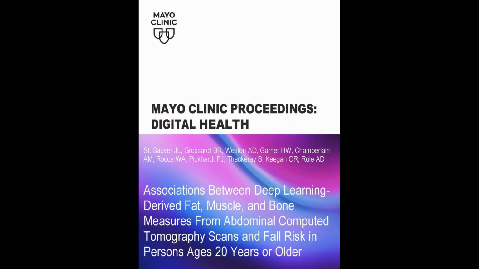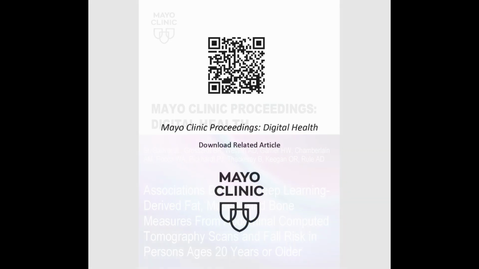Jennifer St. Sauver. I'm a professor of epidemiology at Mayo Clinic in the Division of Epidemiology, and I'd like to tell you a little bit about our paper that's in Mayo Clinic Proceedings Digital Health. It's called Associations Between Deep Learning-Derived Fat, Muscle, and Bone Measures from Abdominal Computed Tomography, or CT scans, and Risk of Falls in persons 20 years or older.